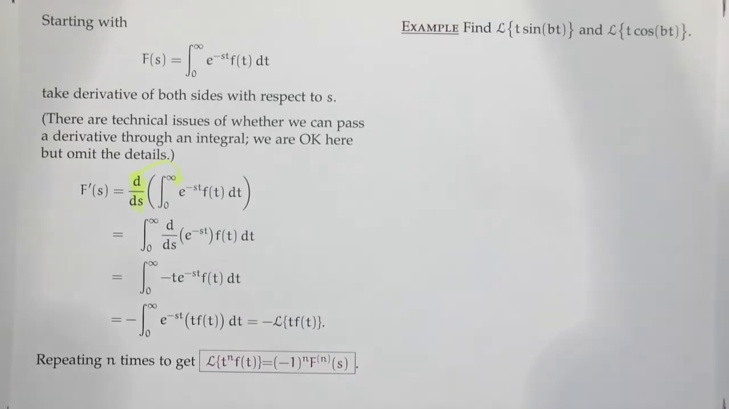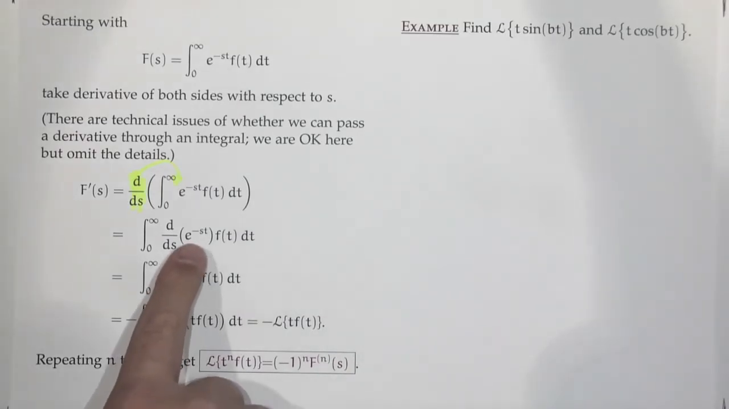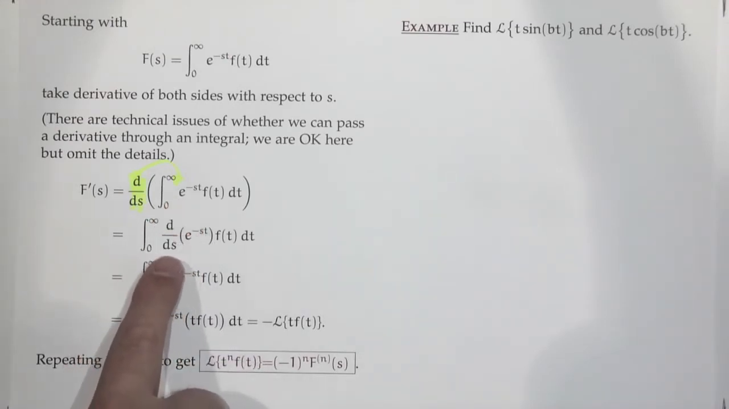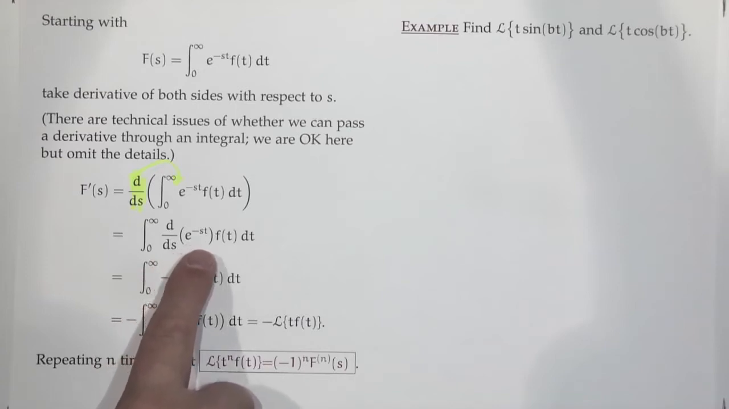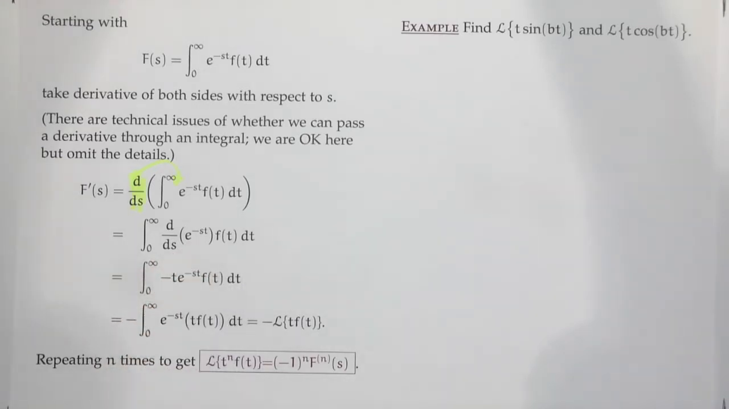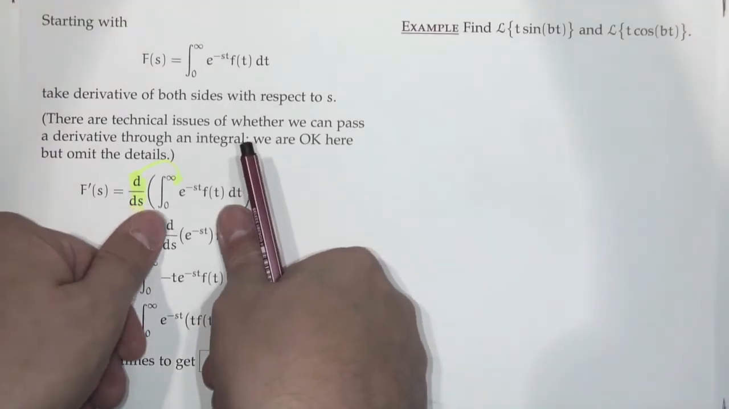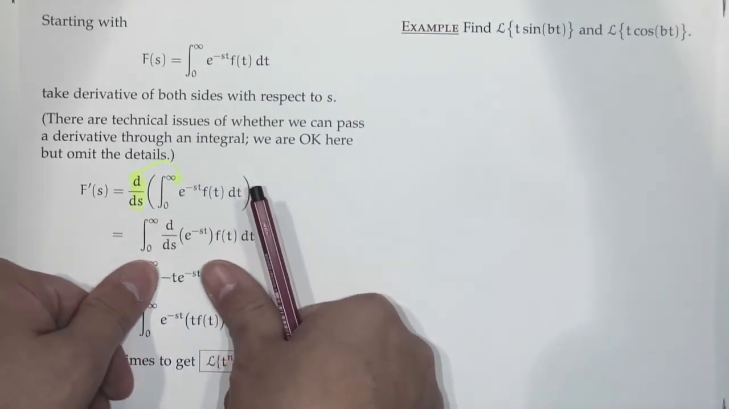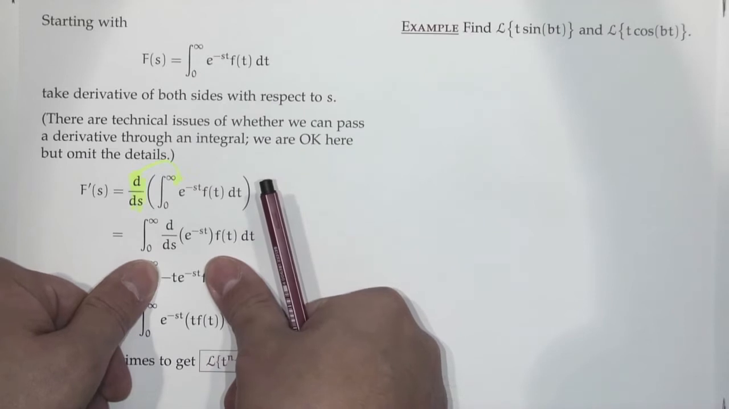So we say, all right, push it in, and the only thing that has an s is this exponential part. So it's really the integral of the derivative of e to the minus st. All right, well, that's an easy derivative. Now remember, we're taking the derivative with respect to s. So when we take the derivative of e to the minus st, at that stage, t is a constant. So what's going to come out is minus t e to the minus st, because the constant comes down.